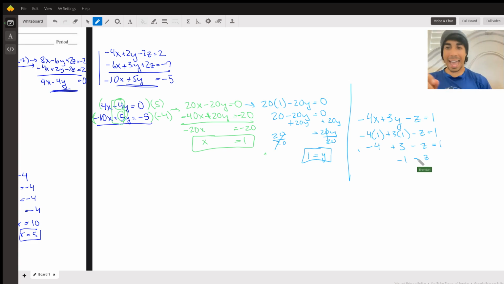So we're going to add 1 to both sides. We'll get negative z equals 2. And then we can just divide both sides by negative 1. So that's going to give us z equals negative 2.